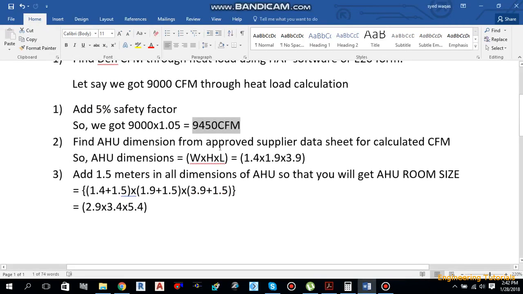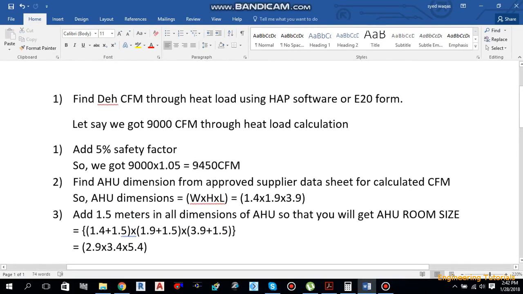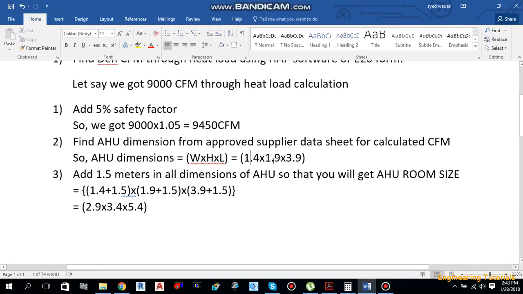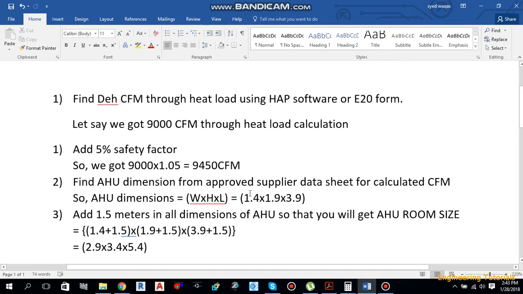So move back over here. As you can see, the AHU, which we already selected from the approved supply data sheet for our calculated CFM of 9450 CFM, has width 1.4, height 1.9, and length 3.9 from the supply data sheet. If we add 1.5 meter in all dimensions of the air handling unit, we will get the room size for this air handling unit. As you can see, I have added 1.5 meter in the width, 1.5 meter in the height, and 1.5 meter in the length. So the total AHU room size will be 2.9 meter width, 3.4 meter height, and 5.4 meter length. So this is how you can do AHU room sizing.